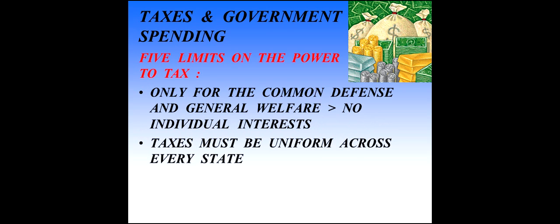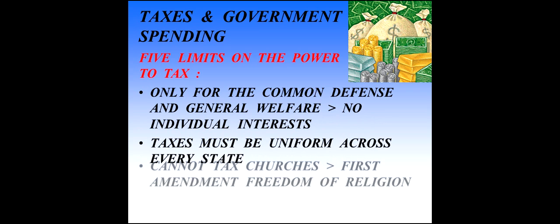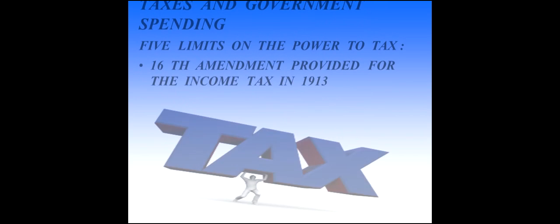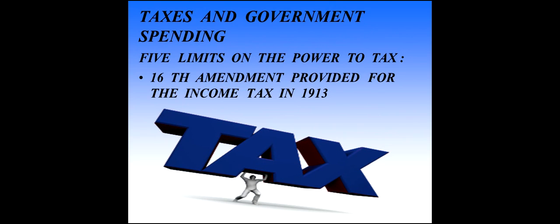Secondly, a limit is that taxes must be uniform across every state. Third, taxes cannot be imposed on churches, and this relates to the First Amendment freedom of religion. Fourth, taxes cannot be placed on exports. And the specifics of how the income tax was to be handled were outlined in the 16th Amendment to the Constitution.